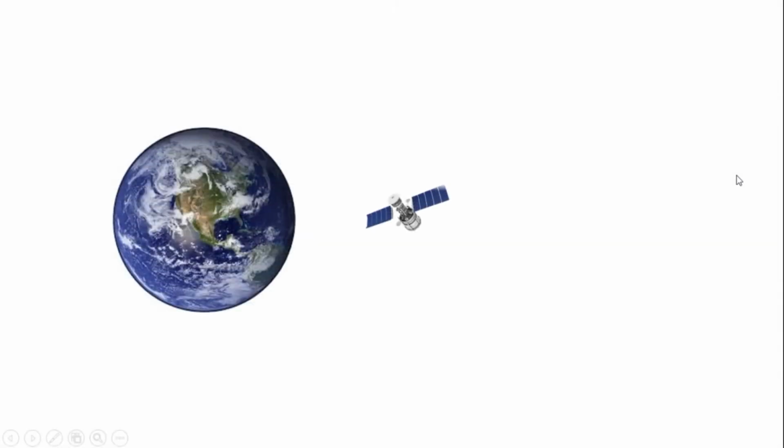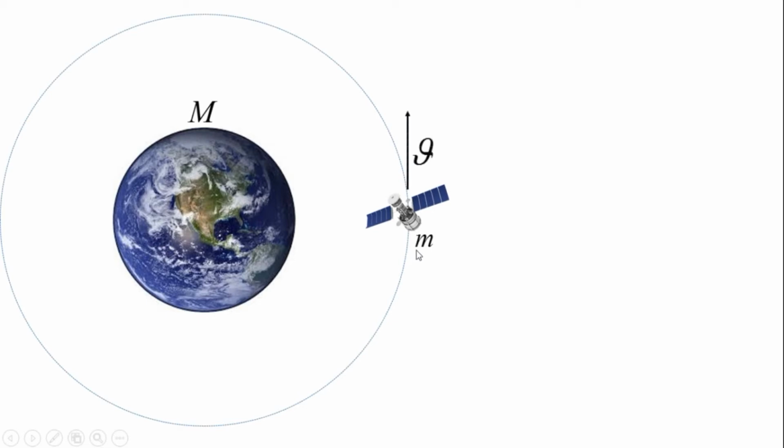Think that this is our planet. This is a satellite, an artificial satellite, orbiting the planet. This capital M is the mass of the planet, small m is the mass of the satellite, v is the orbital velocity of the satellite, and r is the distance between the satellite and the center of the Earth. This is important: the distance must be taken between the satellite and the center of the Earth.